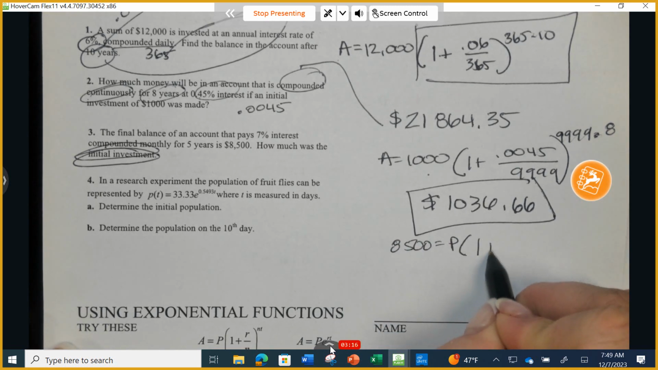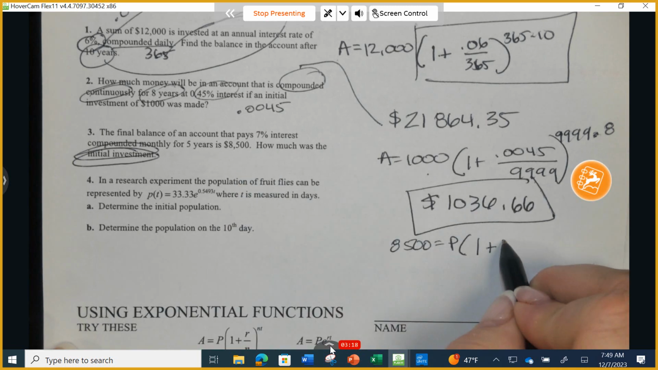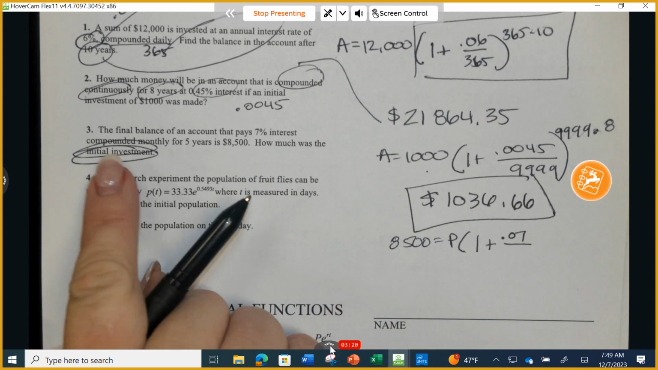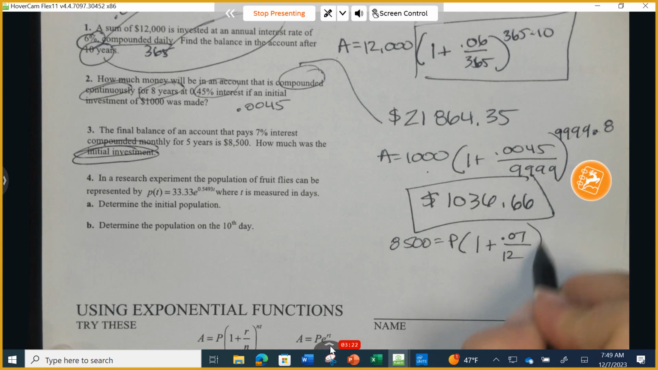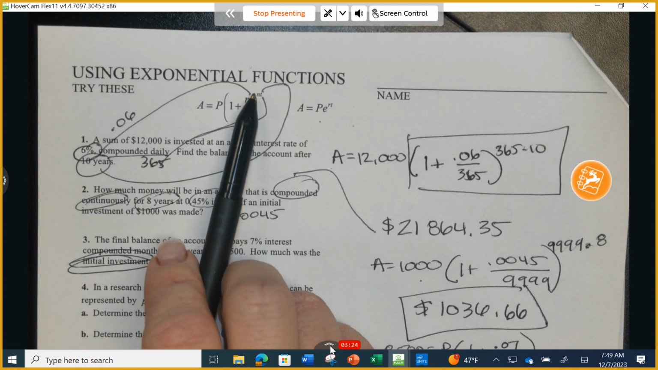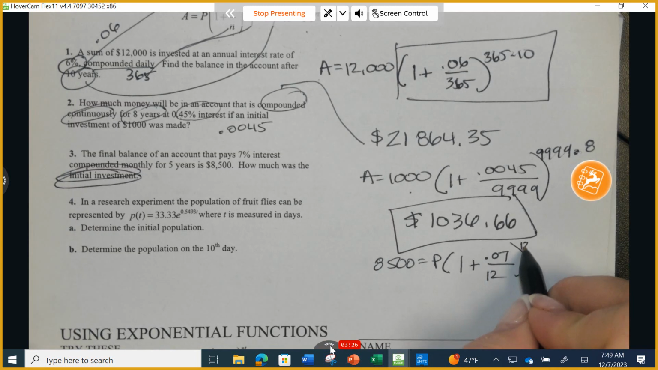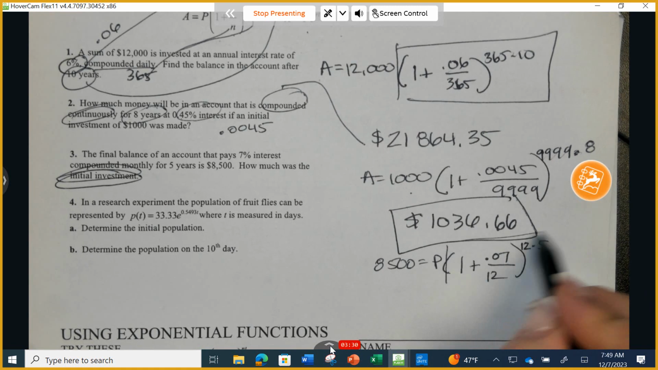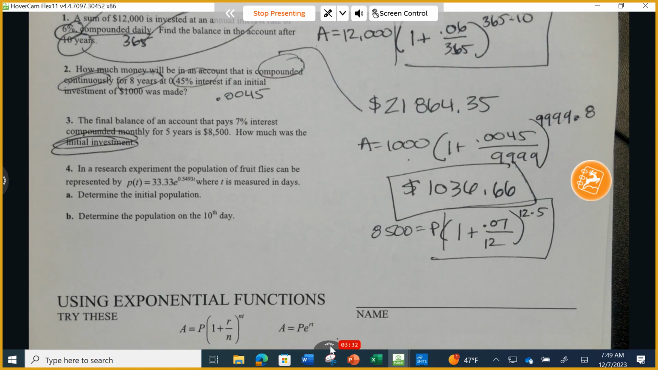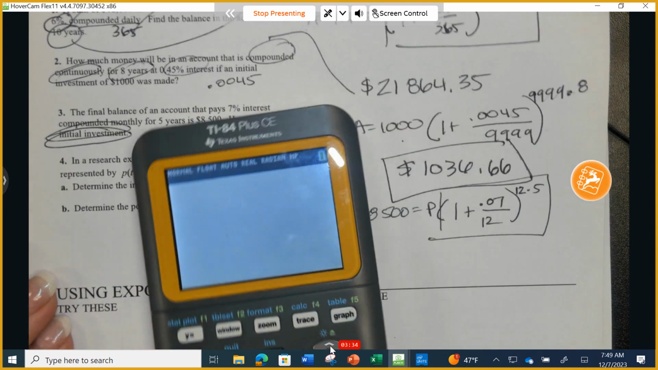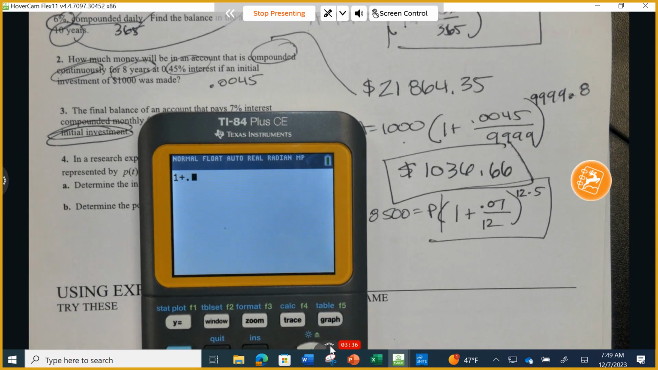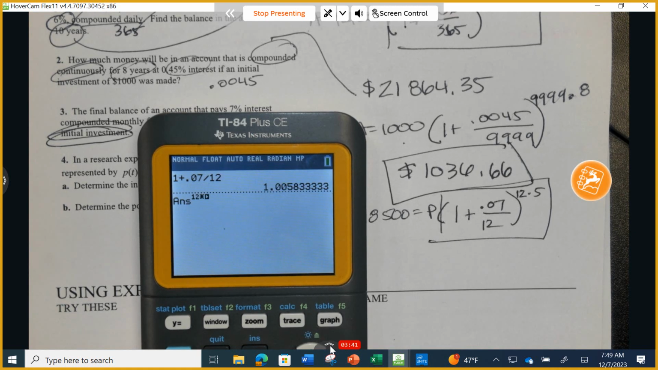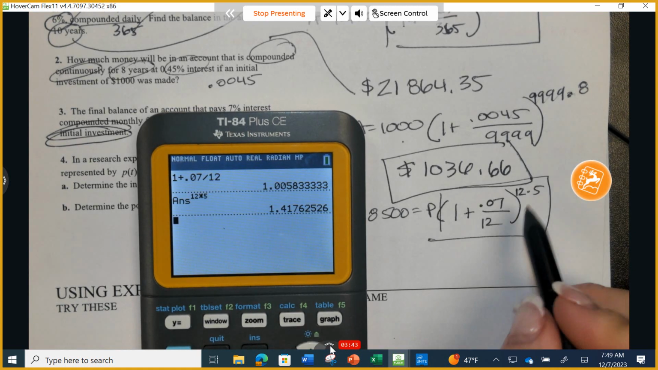I can also see that we have an interest rate of 7% written as a decimal. It's compounded monthly. There are 12 months in a year. Up above, I'm going to take n times t. So I'm going to take 12 times the number of years, which is 5. I'm going to figure out what this amount is first. I am not going to round it. I don't want to round and then round again. 1 plus 0.07 divided by 12 raised to the 12 times 5. This is this exact amount.